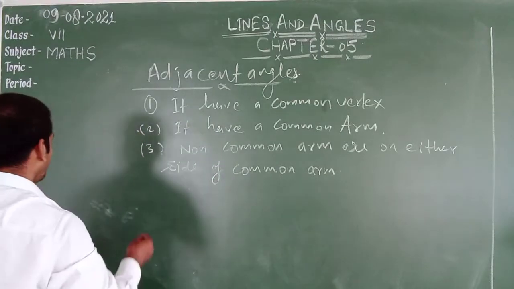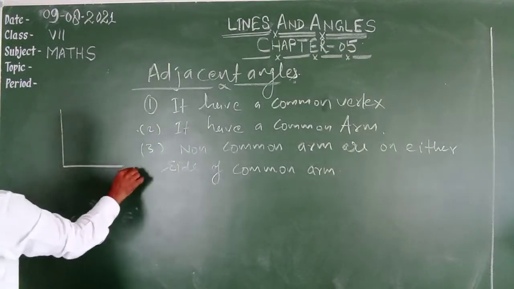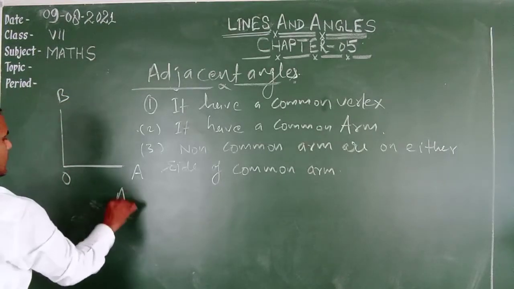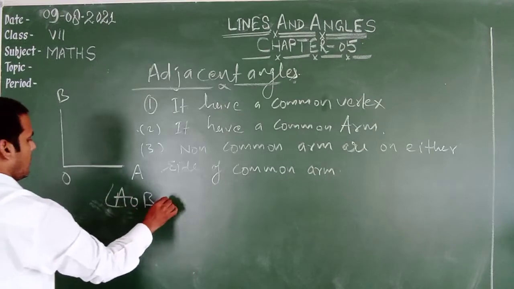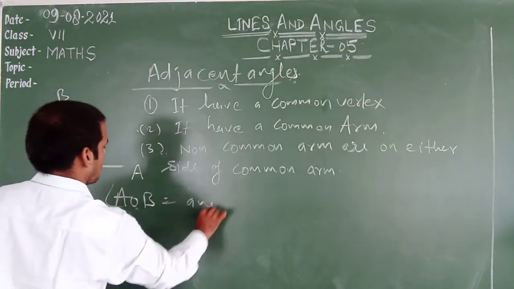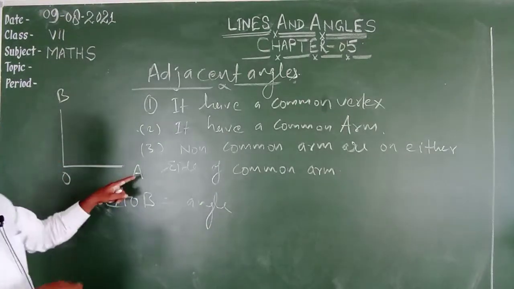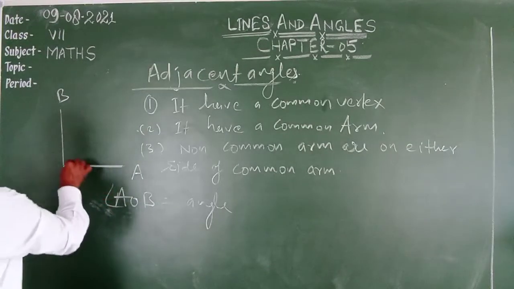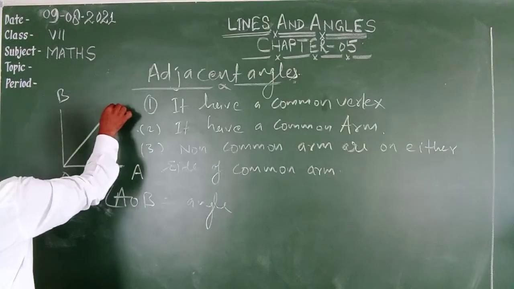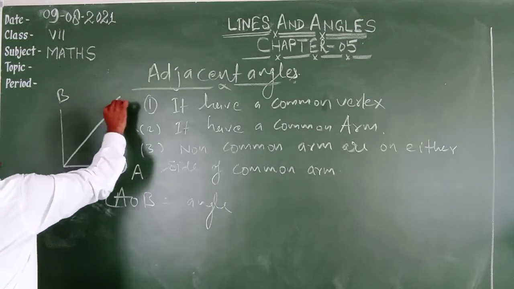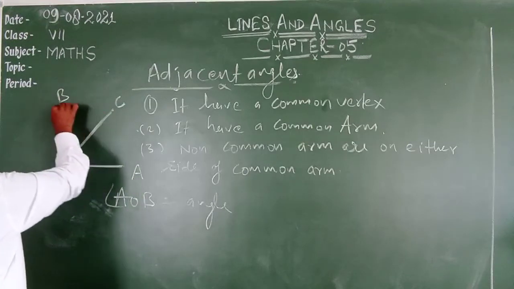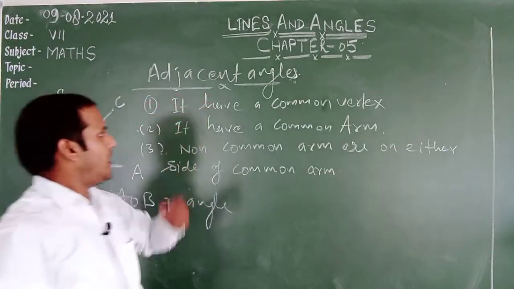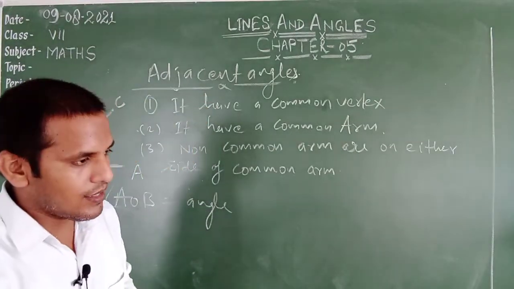First, suppose A, B and O. AOB is an angle. O is the common point for OA and OB. Suppose one ray, or line, or arm, is C. OC is the other arm. So we can say adjacent angle. For representing the adjacent angle, there are just three points.